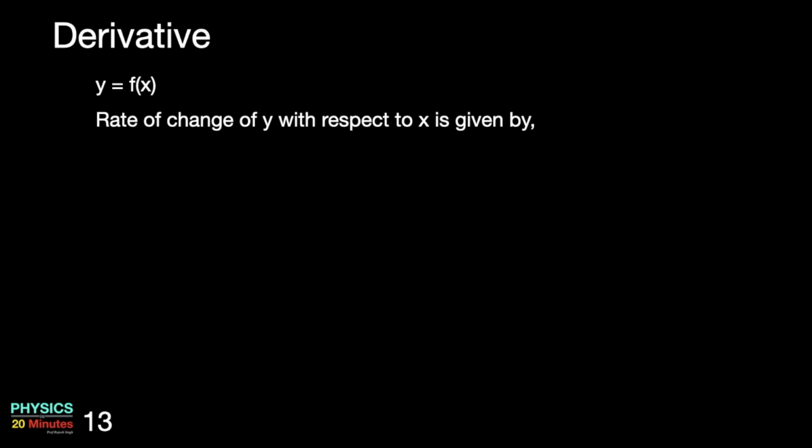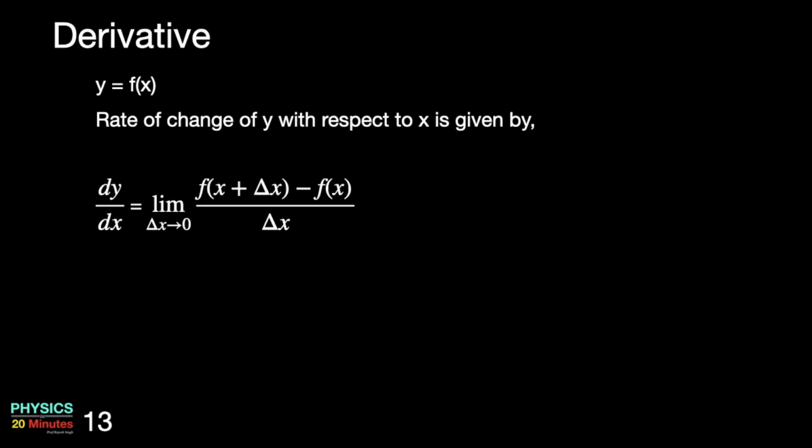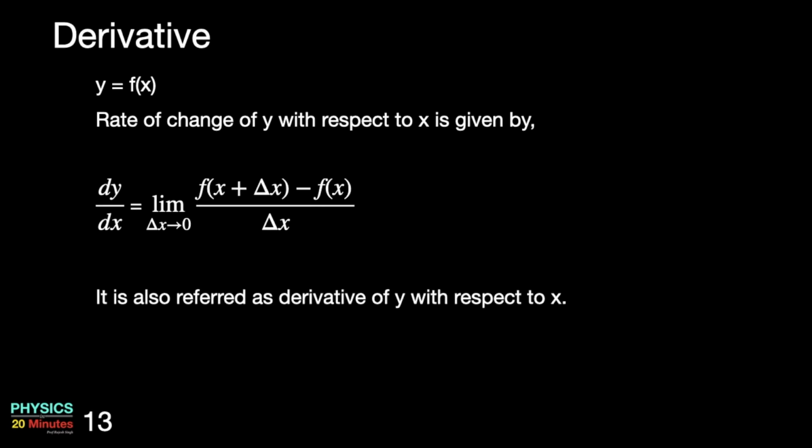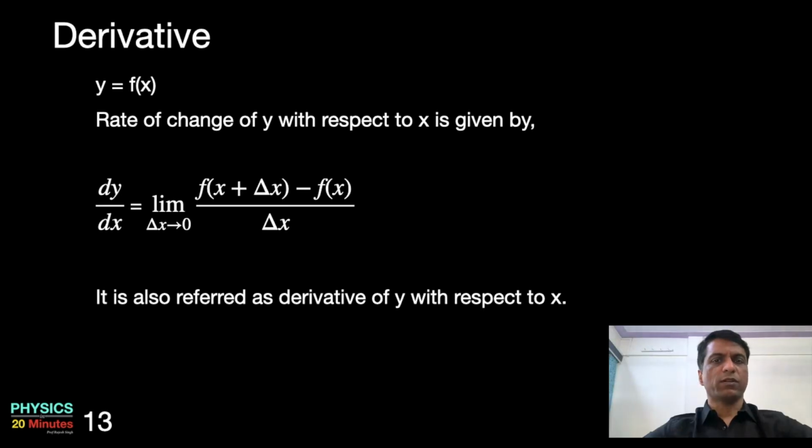If y is a function of x, then rate of change of y with respect to x is given by dy by dx, which is limit of delta x tends to 0, f of x plus delta x minus f of x upon delta x. It is also referred to as the derivative of y with respect to x. This is the first principle of derivative, and we can use this principle to find derivative of any function.